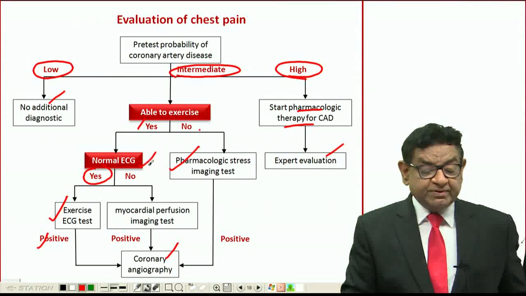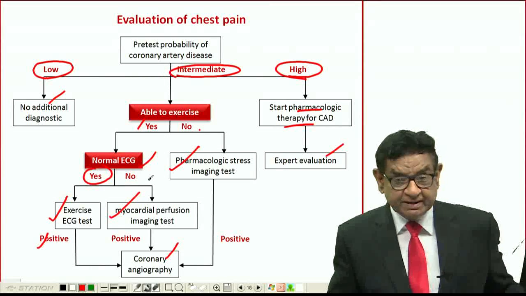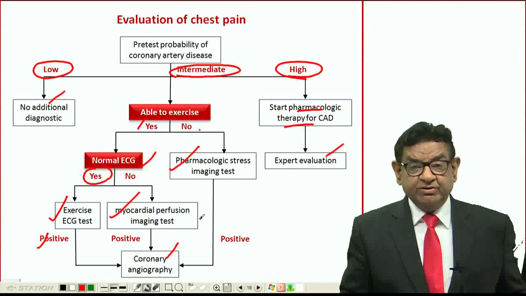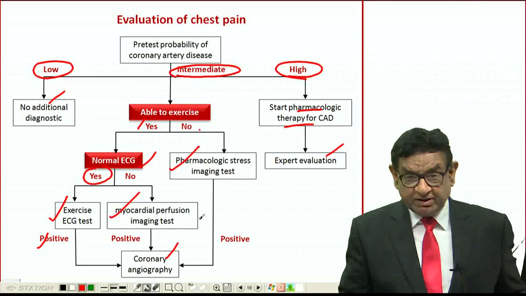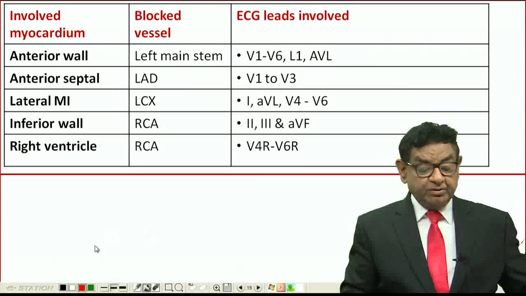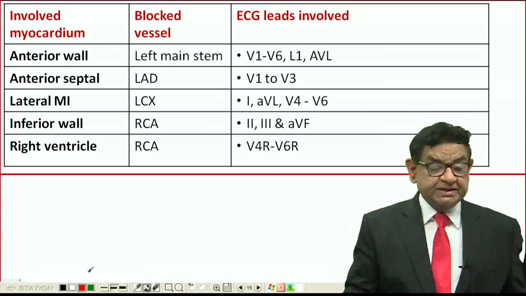ECG is abnormal in the very beginning only, then you go for myocardial perfusion imaging. Positive, go for angiography. So this is how we are going to evaluate a patient of pain chest. Now, before I proceed further, let me tell you in the ECG.